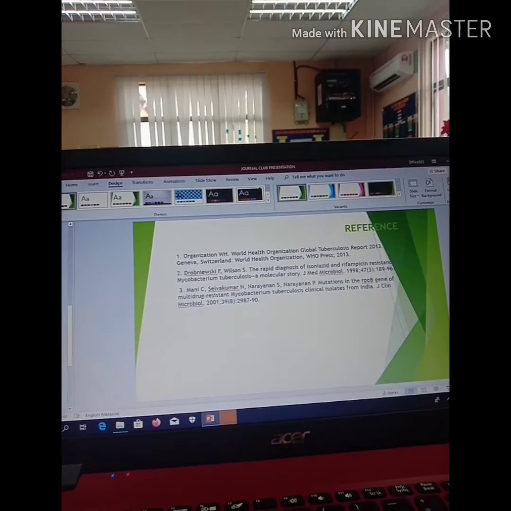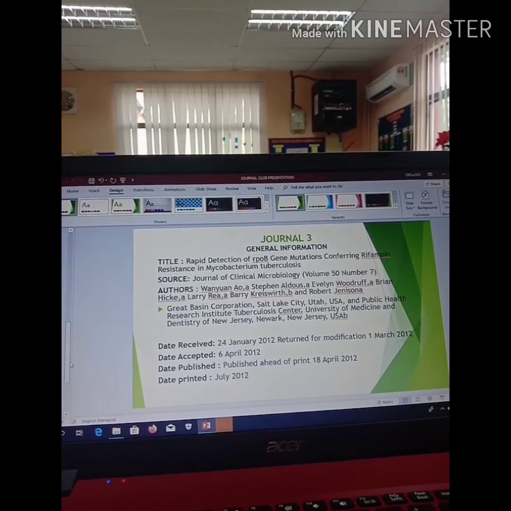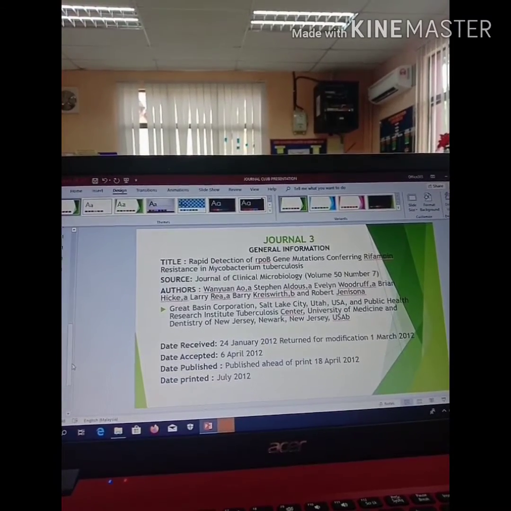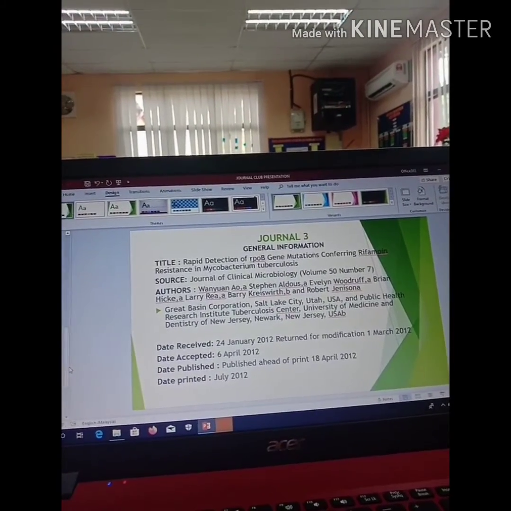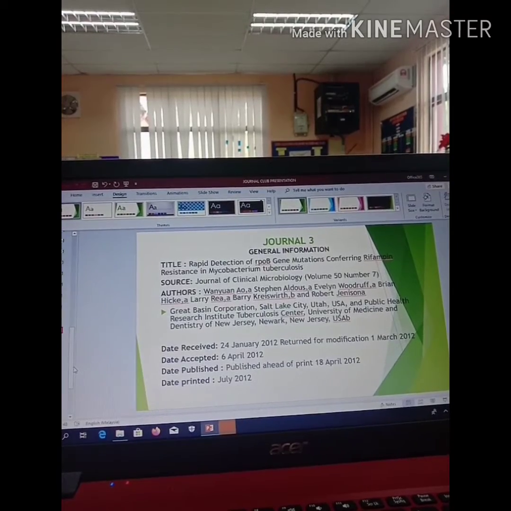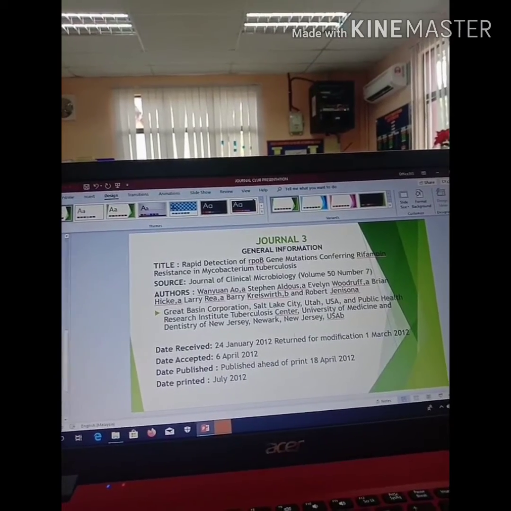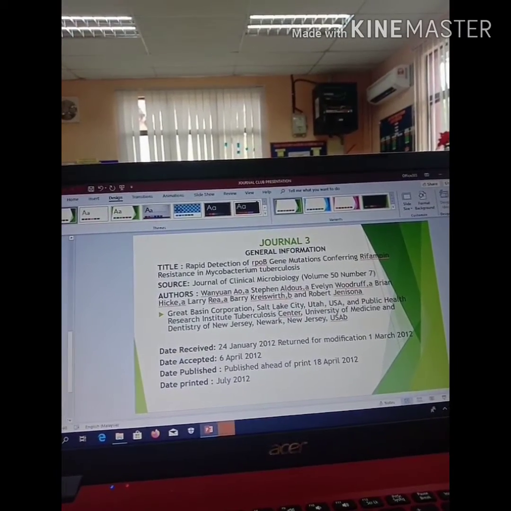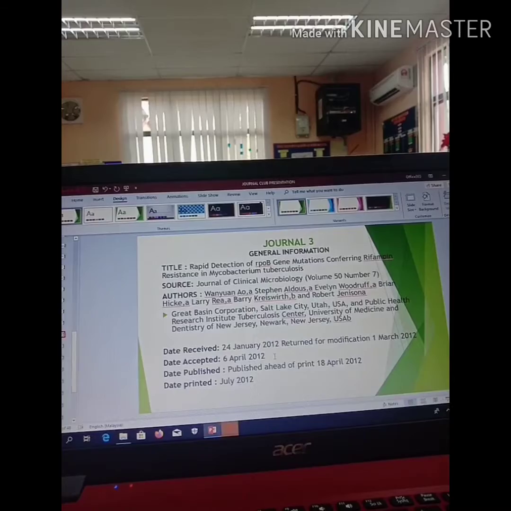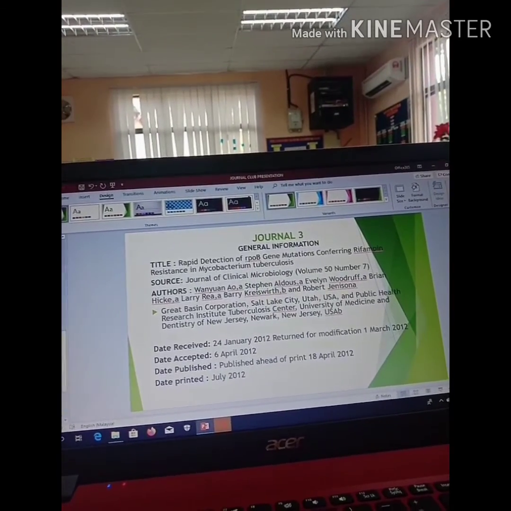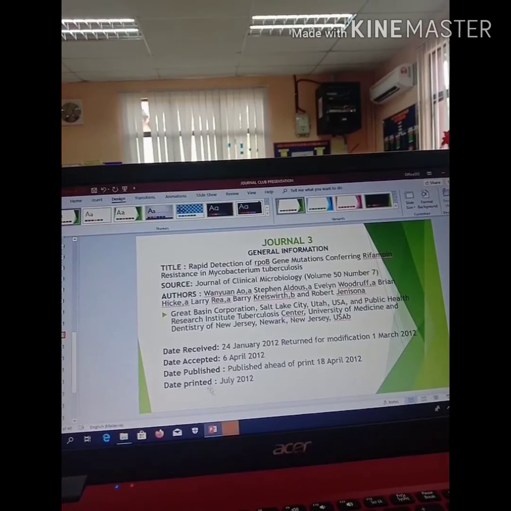This is the reference for my journal number 2. Then we move on to journal number 3. The title of this journal is Rapid Detection of rpoB gene mutation conferring rifampicin resistance in Mycobacterium tuberculosis. Source is from Journal of Clinical Microbiology, Volume 50, Number 7. Author is Wenyun Ao et al., from the Public Health Research Institute Tuberculosis Center. Received 24 January 2012, accepted in April 2012, and published 18 April 2012.